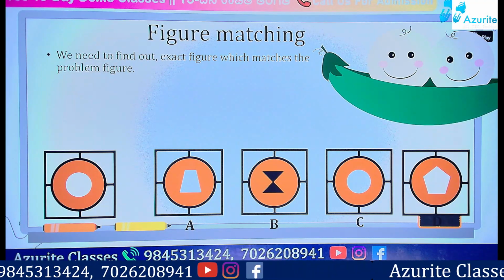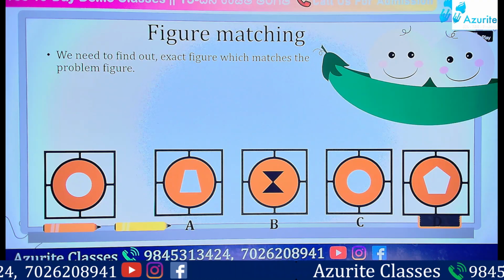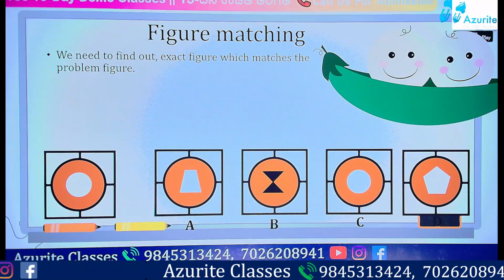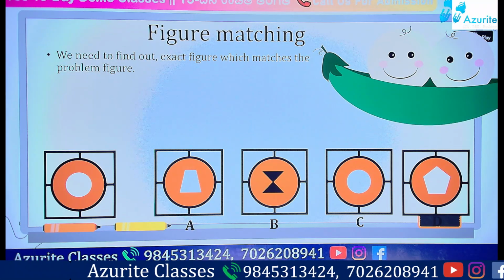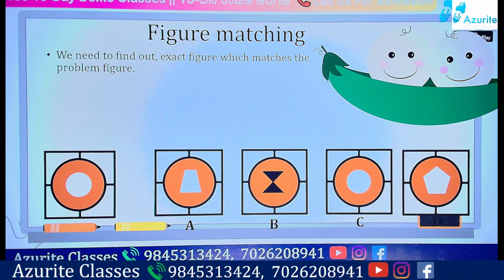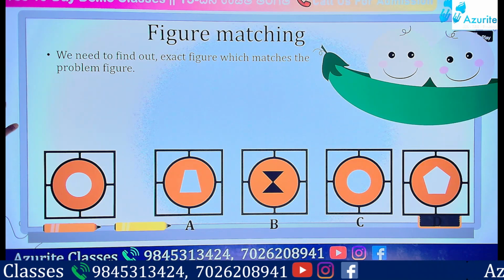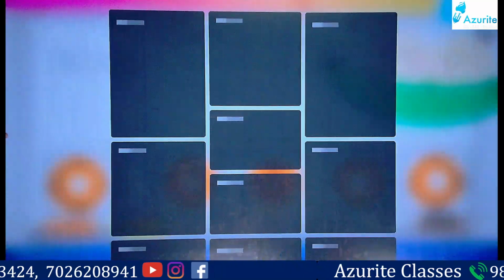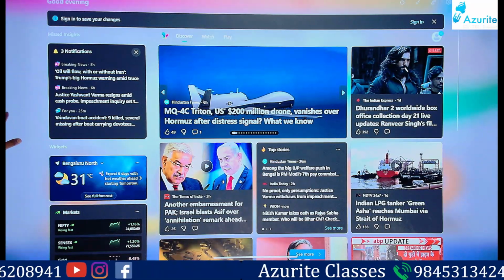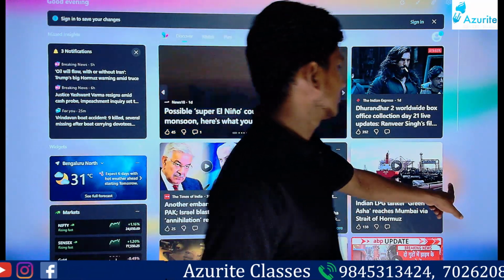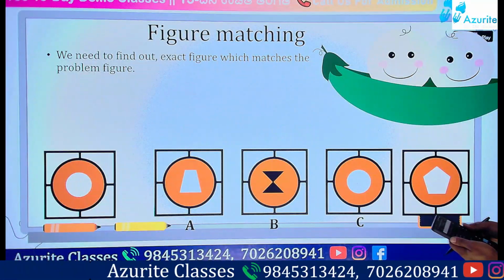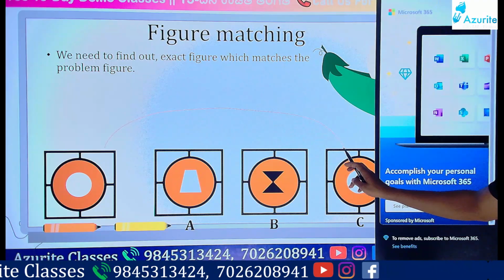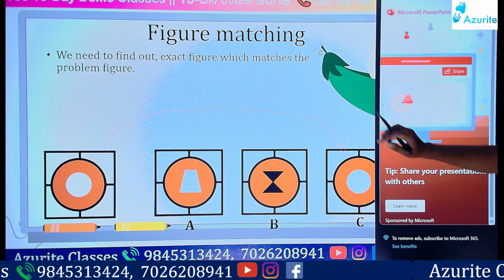Okay, good. Yes, yes. Correct. Very good. Sir, the answer is C. Okay. So the answer is what? This exactly same figure is option C. C. Okay.